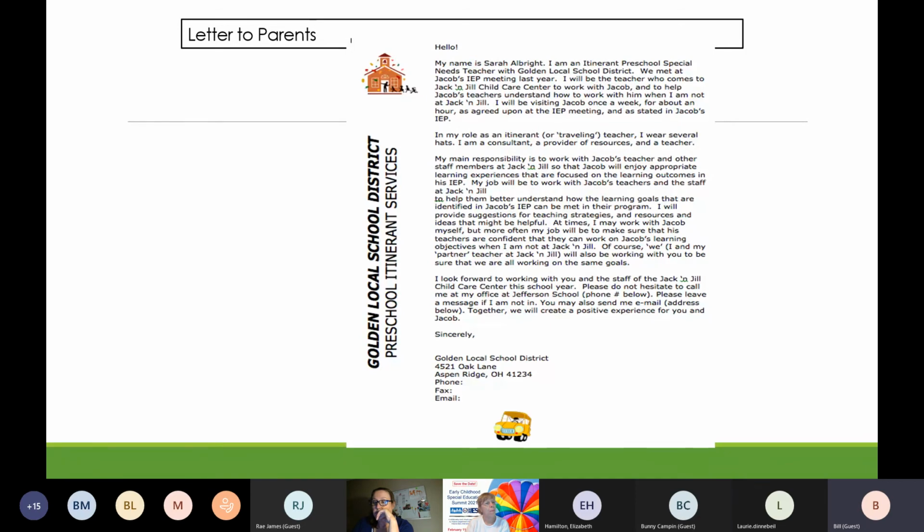As I mentioned, these form letters are in your folders. They're also in the book. I'm not going to go through them, but this is a letter. Oh, I can't see the top. It's a letter to the parents from the itinerant consultant.